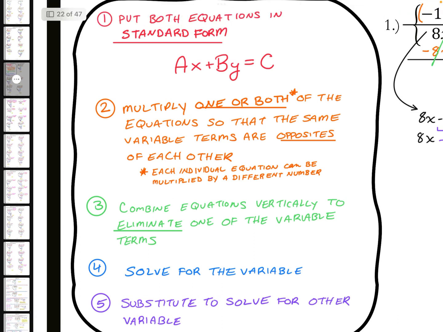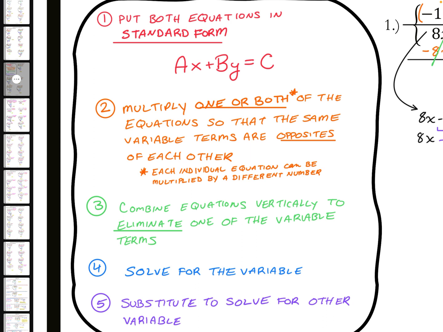This is on page 22. We're gonna continue with elimination, but what we're gonna do is change step 2, where instead of multiplying by -1, you're actually gonna be multiplying by any number or dividing, right? So you have options, but take a look at the asterisk.